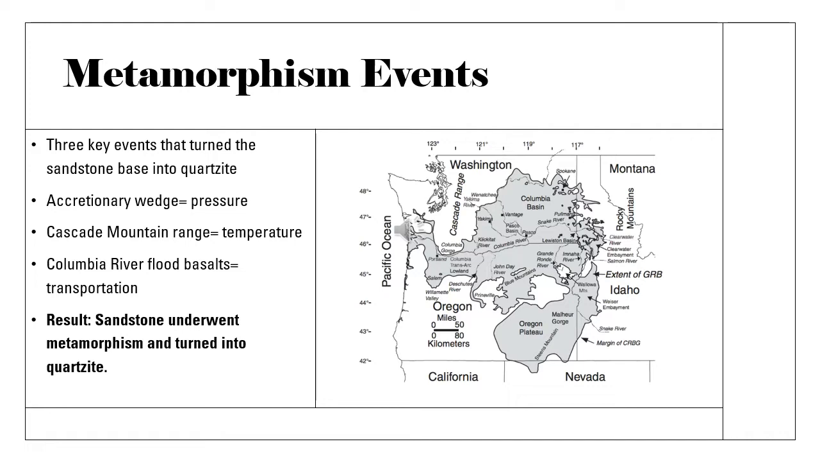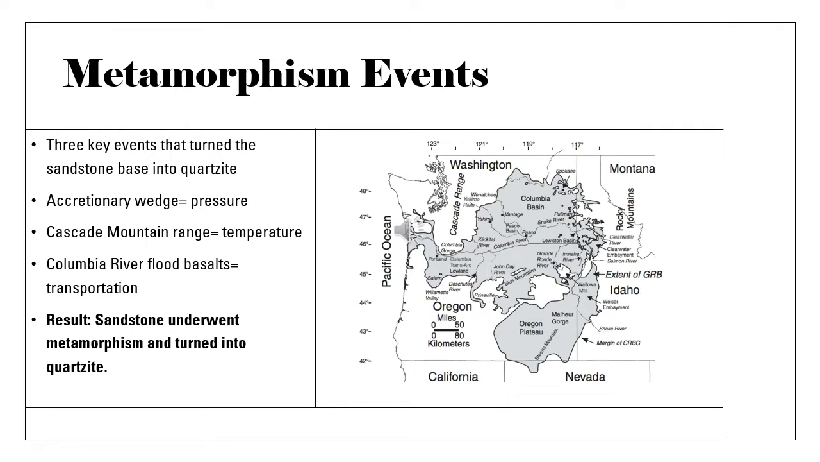The first one was an accretionary wedge. As the Juan de Fuca plate started subducting underneath North America, some of the plate got scraped off and pressed into the land, which eventually formed the Olympic mountain range found in western Washington. This mountain building process compressed the land around it, which contributed the compressional factor for the quartzite.